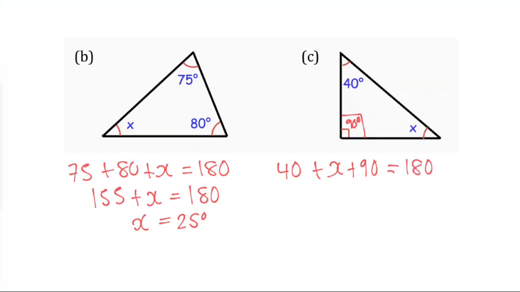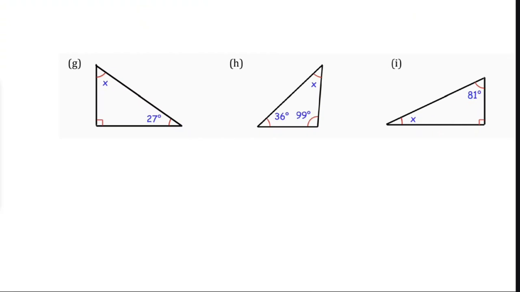Just to let you know, it doesn't matter which way you're adding this round. You could do 40 plus 90 plus x, or you could do x plus 90 plus 40, because addition doesn't matter which order you do it in. It's always going to be equal to 180. So if I simplify the left-hand side, what's 40 plus 90? You've got 130 plus x is equal to 180. So you've got x is equal to 50 degrees.